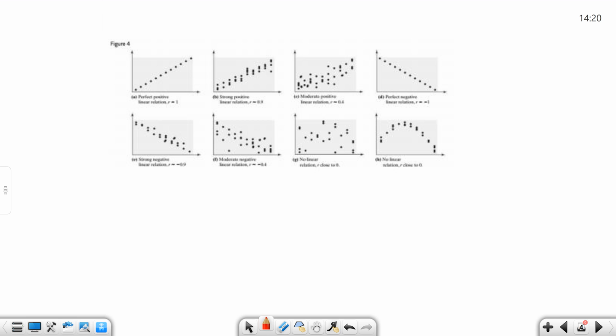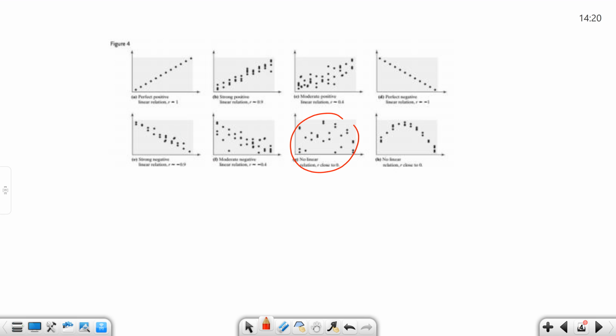So let's look through these. Look at A up here. This is a perfect 1. Perfect positive, right? A straight line goes through every single one of those points. This one, strong positive, all those points are really close to that line. Here, this is also increasing. It's positive, but not as strong, so we call it moderate positive. And then this one, again, perfect, all on the line. That's exactly a perfect negative. This is a strong negative. And this one is still negative, but not as strong, so we call it moderate. It's a moderately negative linear relation.